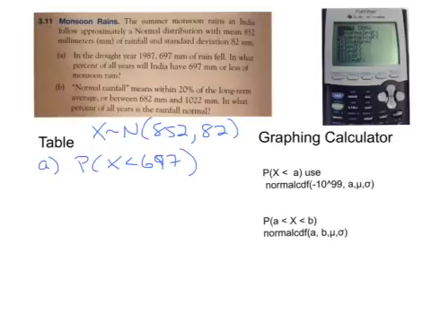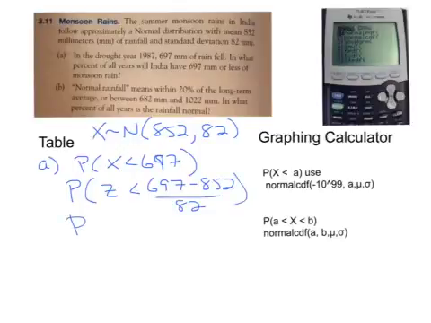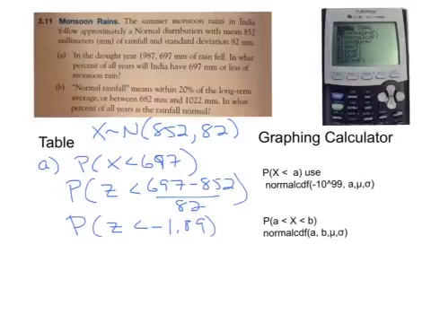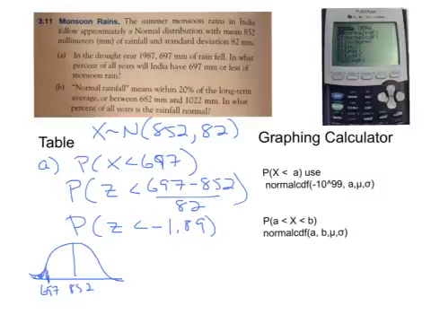So I've written it in terms of x. Remember, I want to convert this to a z. I want to standardize it. So what I generally do is standardize it within the problem, and I write it like that. So I have z is less than negative 1.89. Now I didn't look at the actual graph here first, which I probably should have done. My mean was 852. 697 is going to be down here below the mean. So getting a z-score of negative 1.89, it seems reasonable.